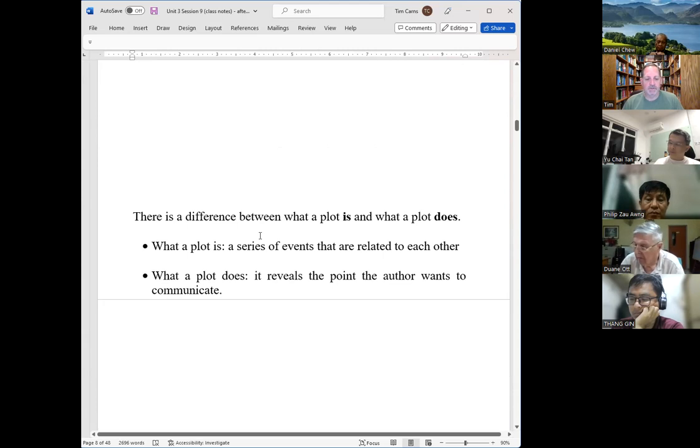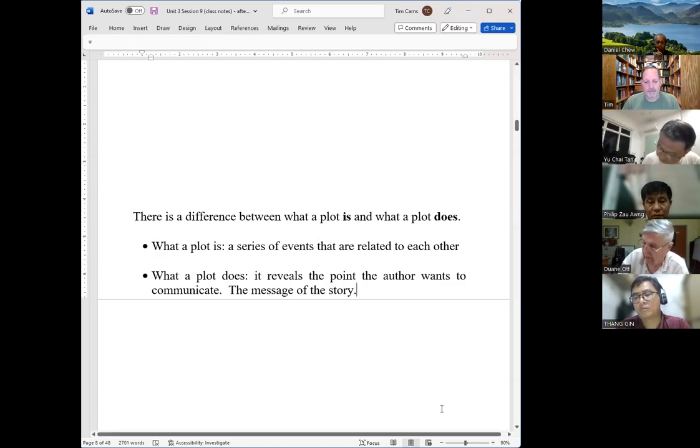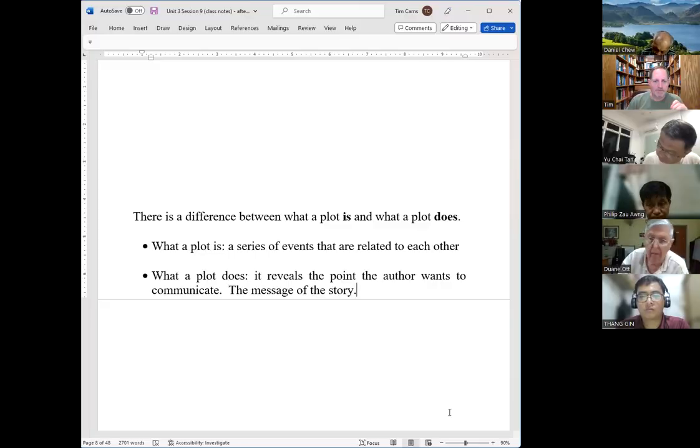So a plot is a series of events, again, related to each other. And through that, the plot reveals the point the author wants to communicate, or the message, we could word it this way, the message of the story. All right. Does that make sense? The distinction I'm trying to make here?